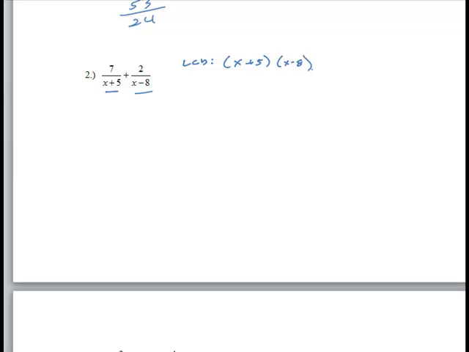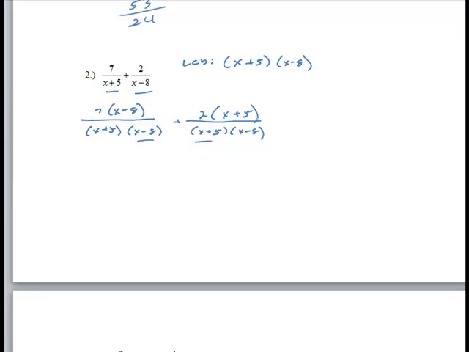So our LCD is going to be x plus 5, x minus 8. So we want to rewrite each one of these rationals so it has this common denominator, x plus 5, x minus 8. Well, the first rational already had the factor x plus 5, so to come up with a common denominator, we multiply the denominator by this x minus 8, which means we have to multiply the numerator by x minus 8. The second rational already had the factor x minus 8. In order to turn it into the least common denominator, we multiplied it by the factor x plus 5, which means we have to multiply the numerator by x plus 5.